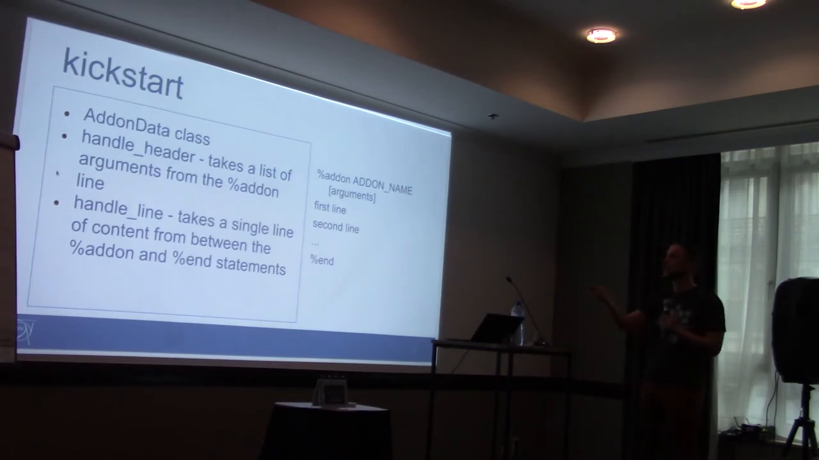What is possible. Then end of headers, it takes a list of arguments. So this is the function that you need to code to read the options, the arguments that are here. And the other is the function you need to code to handle the single line of content between the addons. We don't use the second one at this time. We did everything with a list of arguments, but we are not closed to using it in the future if we need something more complex.